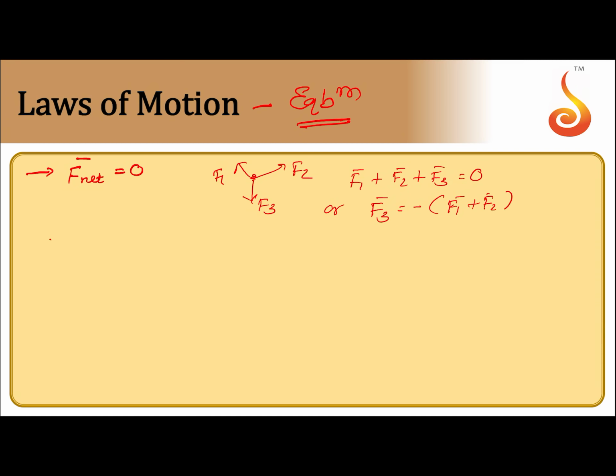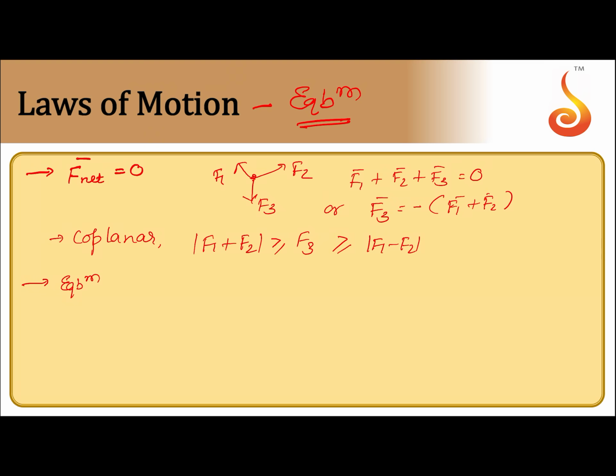Now, if these three forces are coplanar, then we know that the magnitude of the vector F1 plus F2 must be greater than or equal to F3, and of course, this is greater than or equal to F1 minus F2. That's right. So we can write F1 plus F2 is greater than or equal to F3, which is greater than or equal to F1 minus F2.